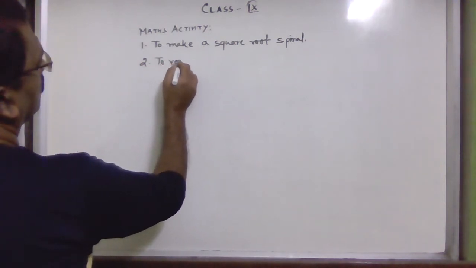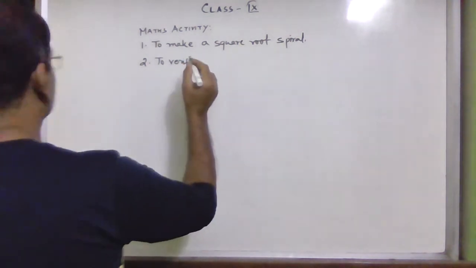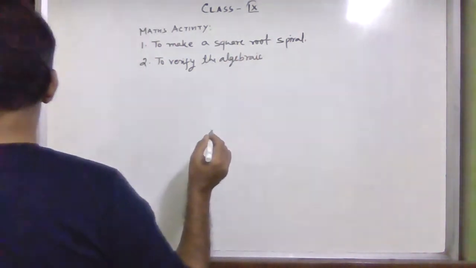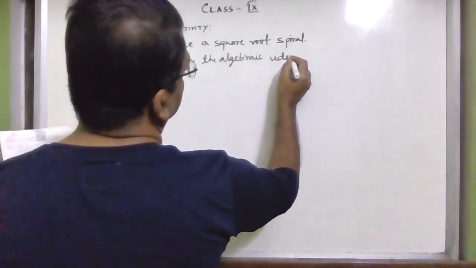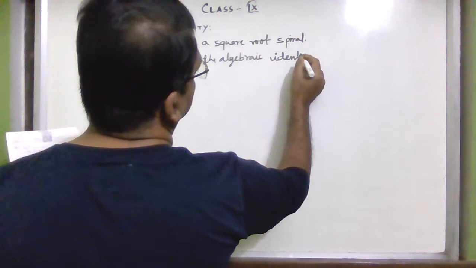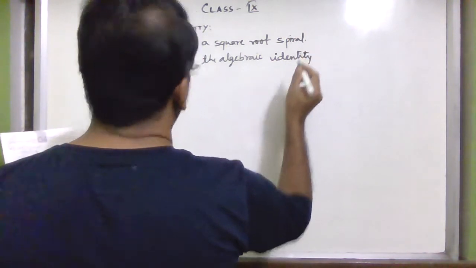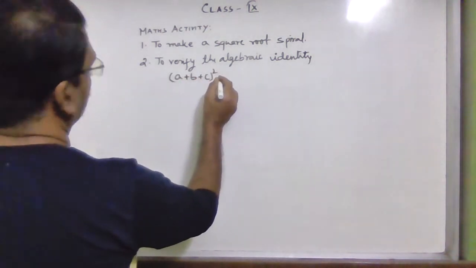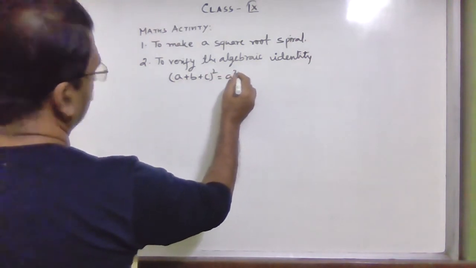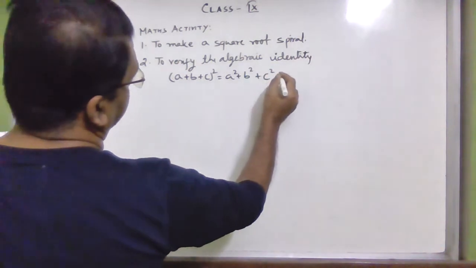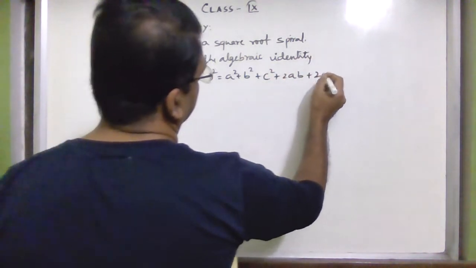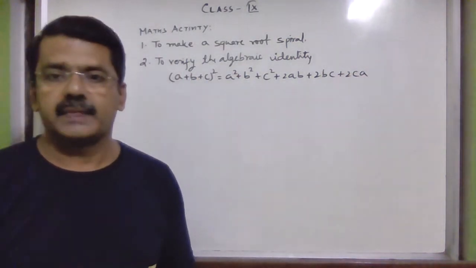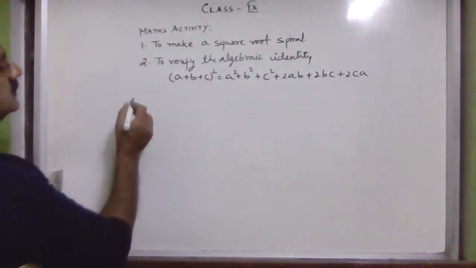Okay, now the second activity, to verify the algebraic identity a plus b plus c whole square is equal to a square plus b square plus c square plus 2ab plus 2bc plus 2ca. This you have to verify experimentally.